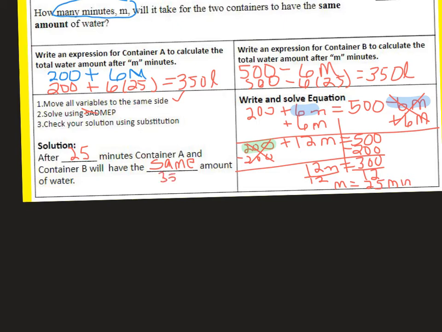And what is that amount? 350 liters of water. So it's so important that you don't forget to go back and check that solution, because that solution, that 25, means something in this problem, right?